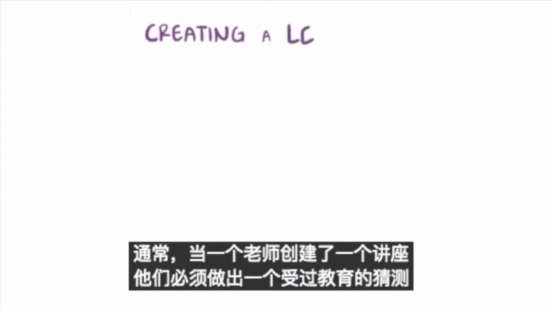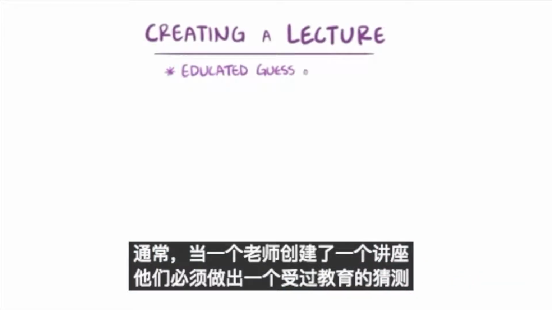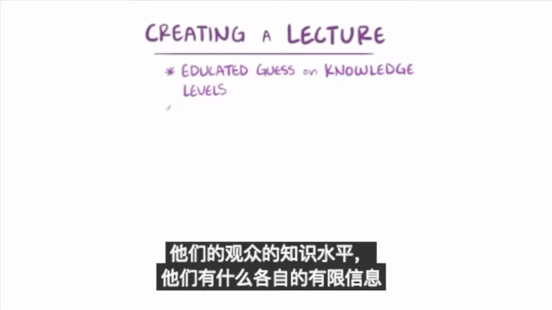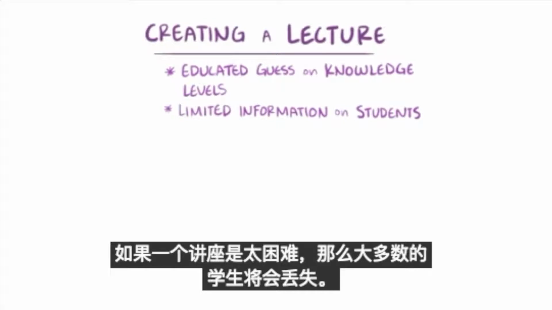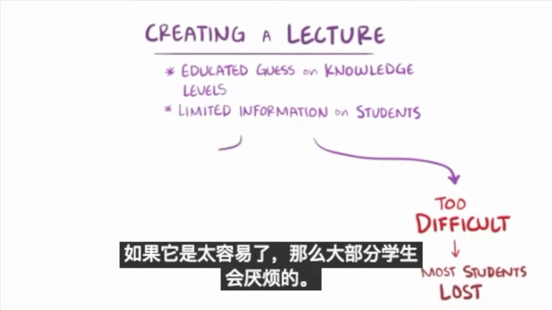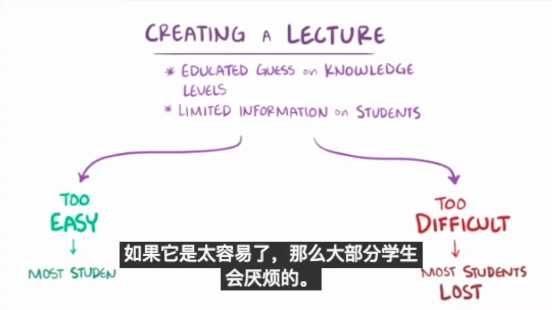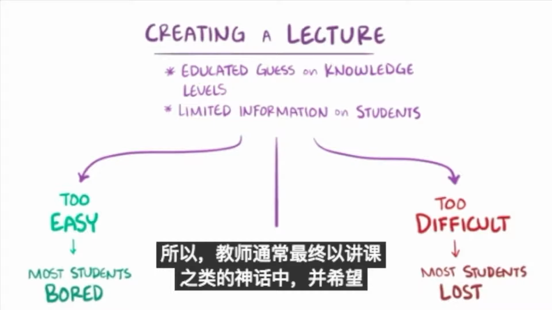Typically, when a teacher creates a lecture, they have to make an educated guess about the knowledge level of their audience, since they have limited information about what each student knows or remembers. If a lecture is too difficult, then most of the students will be lost. If it's too easy, then most of the students will be bored. So teachers typically end up lecturing to the mythical middle of the class and hoping for the best.